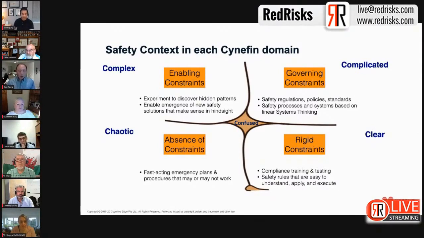In the clear domain, we use rigid constraints like compliance rules. When developing regulations and policy standards, you do that as a safety expert, while in the complicated domain, alternatives are analyzed to create if-then predictable processes and systems to govern worker behavior. But when there's uncertainty, ambiguity, or disagreement between the experts, we move into the complex domain to resolve. And we also use different complex facilitating methods and tools.